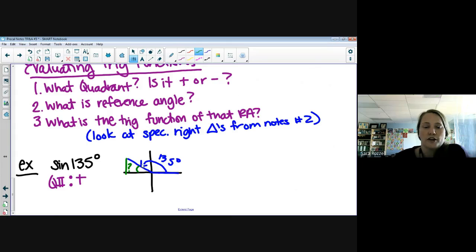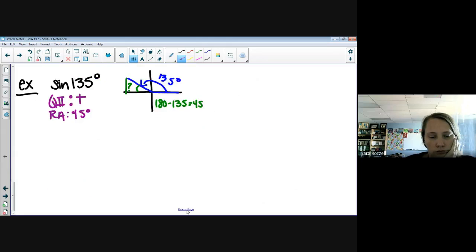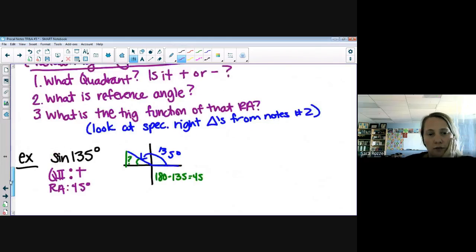Okay, so if that's 135, what would this little wedge be? I think we did that one already. It would be 45, right? So I have to figure that out, and I did that by saying 180 minus 135, and that is 45. So my reference angle is 45 degrees. Okay, so that was step 2.